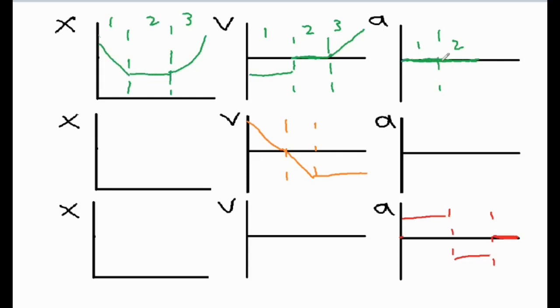So we have no acceleration for the first 2 sections, and then because there's a constant positive slope here, there is a constant positive acceleration for section 3. So when going from position to velocities to accelerations, you analyze the slope of the position versus time graph to get the velocity versus time graph, and then you analyze the slopes of the velocity versus time graphs to get to your acceleration versus time graphs.